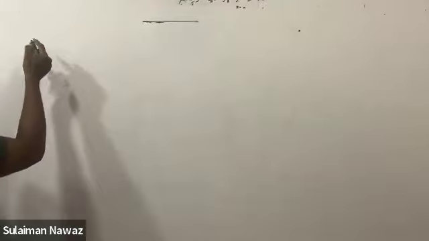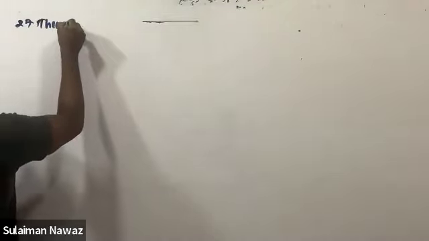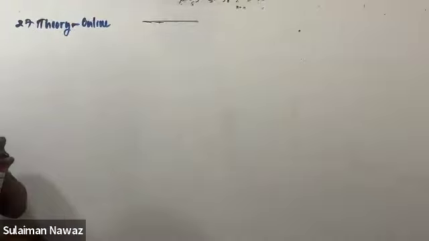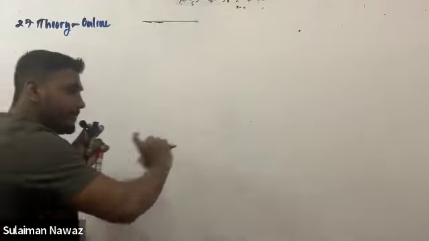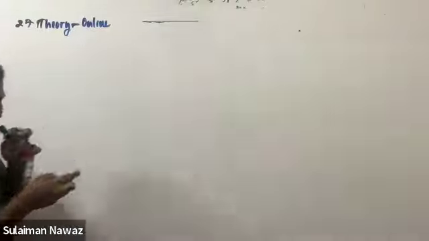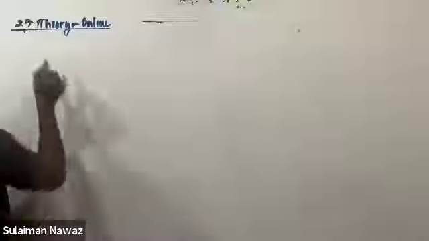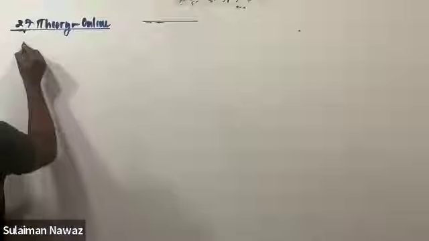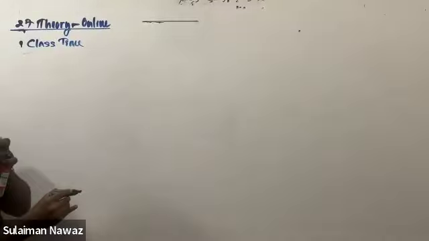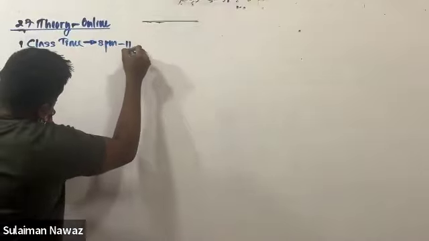So, 27 theory online class time. The class time will be every Thursday, permanent. This won't change until your A/L examination. Permanent class time is 8 to 11. The class time will be 8 p.m. to 11 p.m.